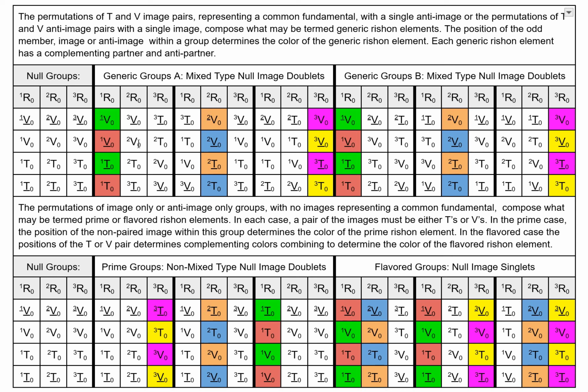And each of these, whether images or anti-images, will always have a complementing partner. Here we have 3 and 3. And if we go here, we have 3 and 3. And here's the complementing partner of this 3 and 3. But in this case, the colors are designated by images with 1 and 2. And so each generic Rishon element has a complementing partner and an anti-partner.